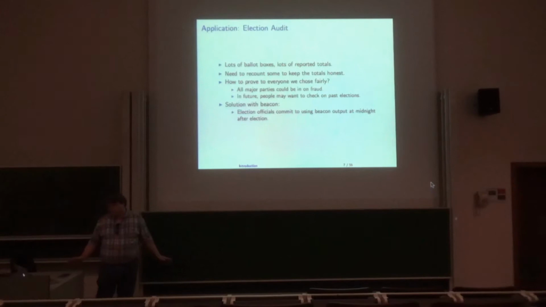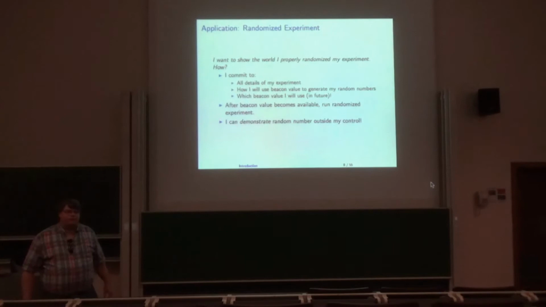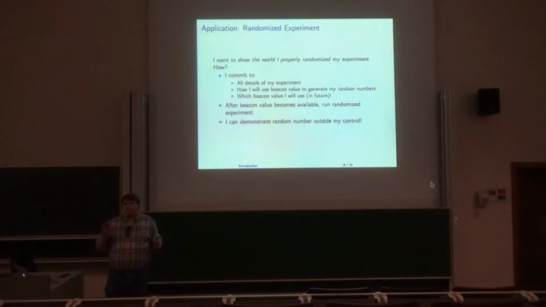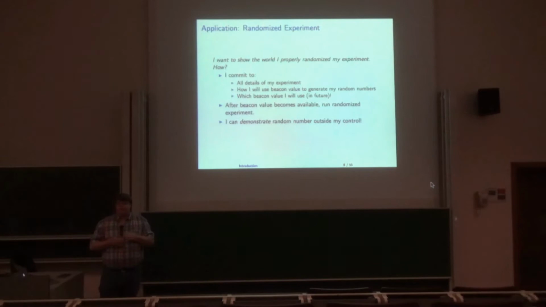Okay. So another, different motivating application for this is a randomized experiment. So in this case, let's say that I want to do a medical experiment. I'm going to be doing some sort of drug testing, and I'm going to select half my patients for the control group, half my patients for the treatment group, something like that. I would like to be able to demonstrate to the world that I actually did this selection randomly. That I didn't somehow cook the books and say, well, all the people with a pretty good prognosis wound up in my treatment group, and so my medicine looks better than it really is. So it'd be nice to be able to show that.